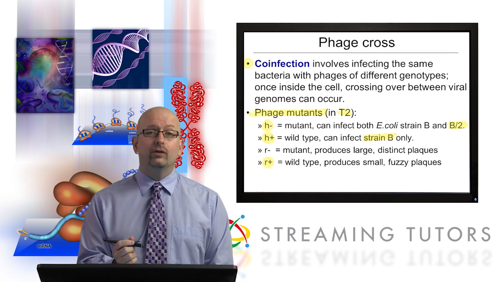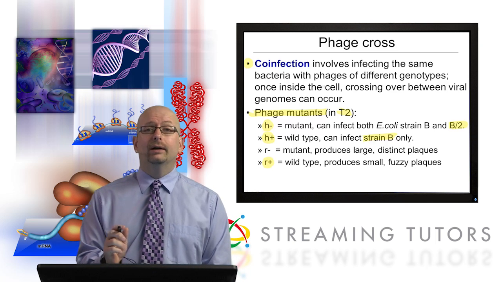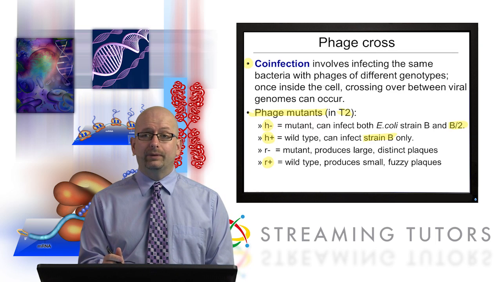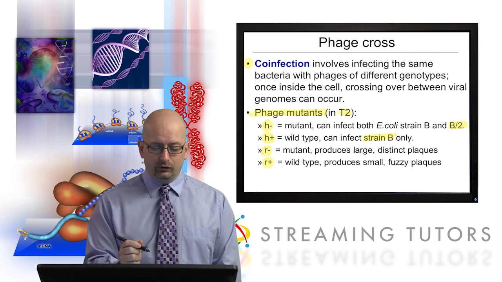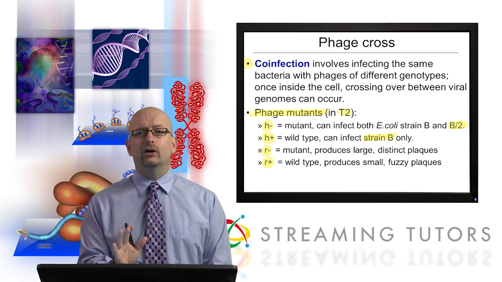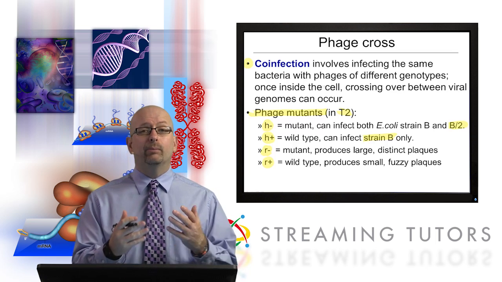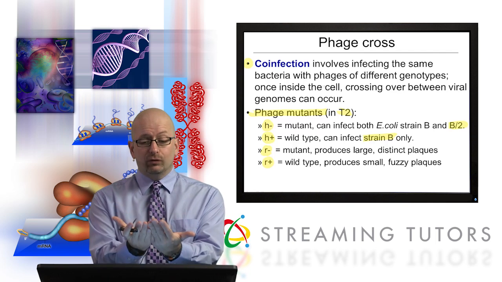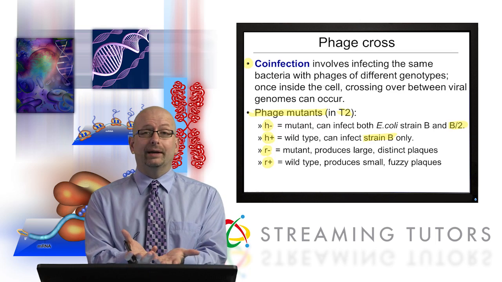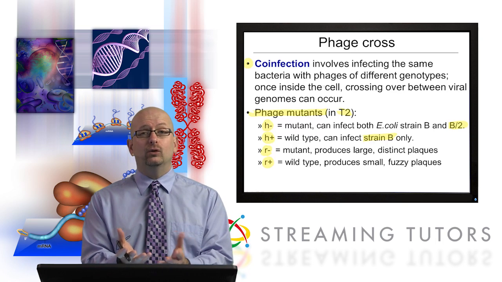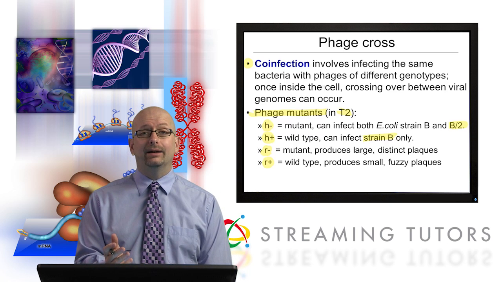R is another locus. The wild type for R produces small fuzzy plaques, and R minus is a mutant that produces large distinct plaques. Again, for right now, you don't have to worry about why. But the point is, while these are not traits like eye color, these are things you can detect if you're looking at bacterial growth. You can see which strain gets infected, and you can see the type of plaque that comes about.